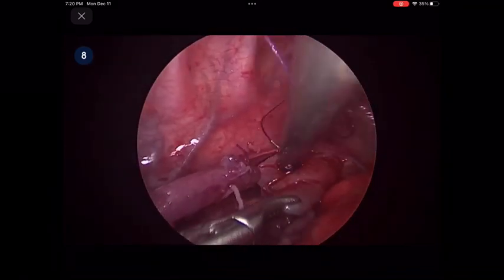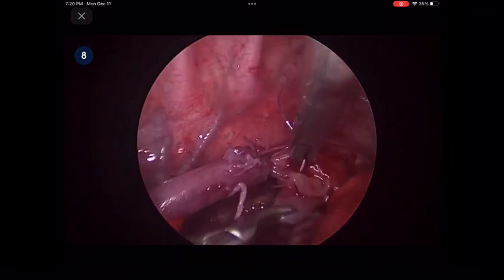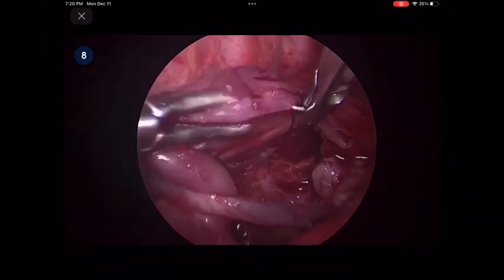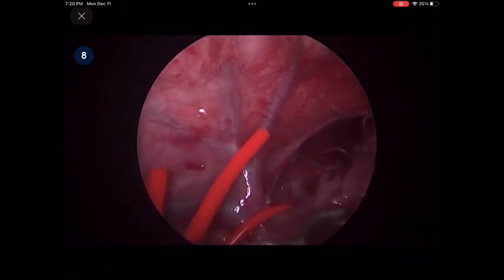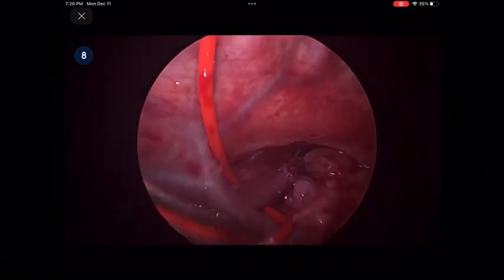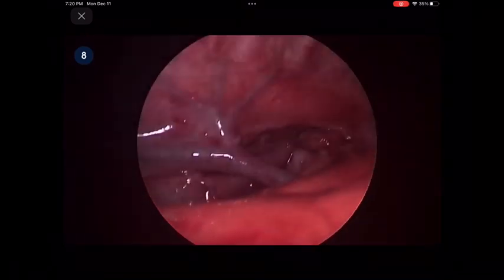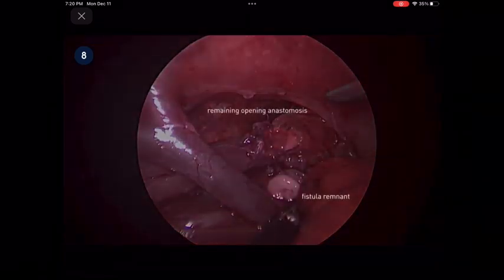Place 3 to 4 sutures to form the posterior row of the anastomosis, making sure to incorporate mucosa in each bite. Next, remove the vessel loop. The remaining opening after completion of the posterior aspect of the anastomosis and the fistula remnant are shown in this highlight.